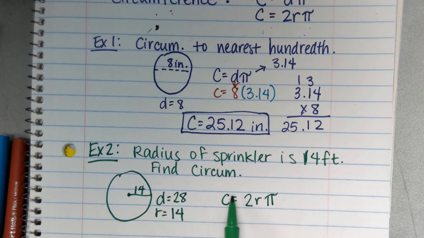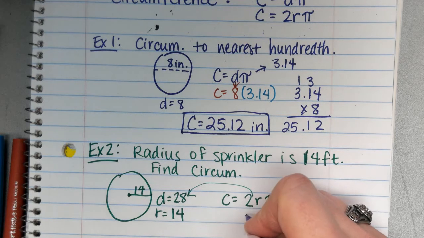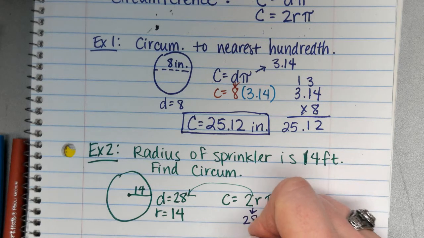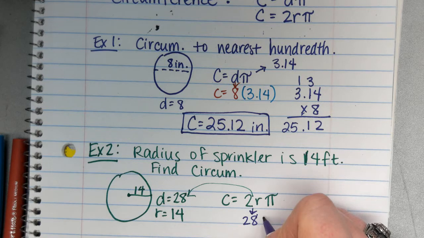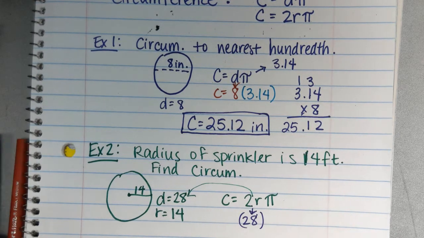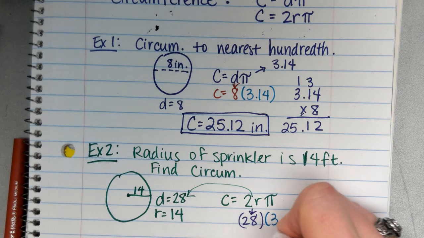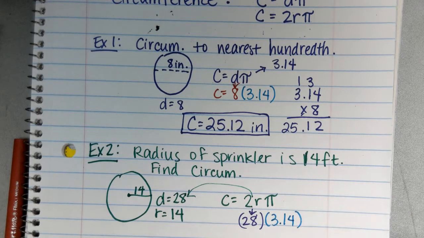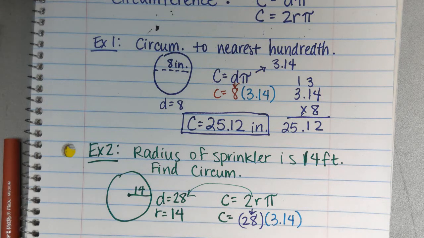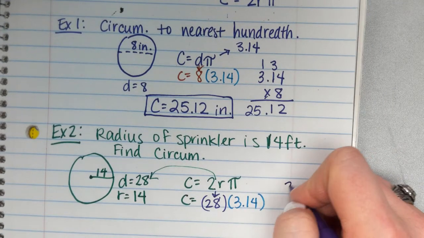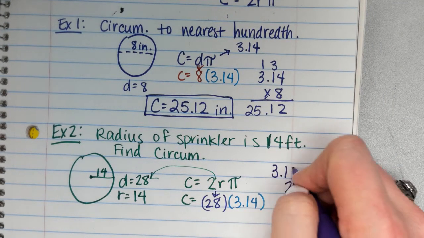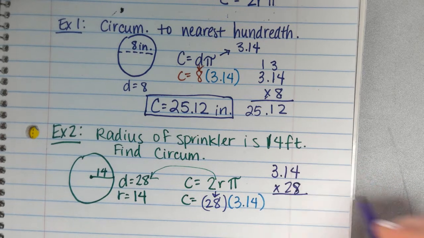You already did 2R right there. You multiplied the radius by 2. So 2R is the same as 28 here because R is 14. And then we're going to multiply that by pi, which is 3.14. Okay. Now we have 28 times 3.14. I like to do my big numbers at the top, like that.